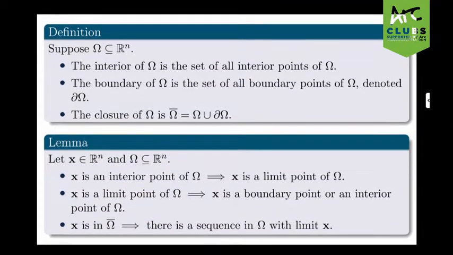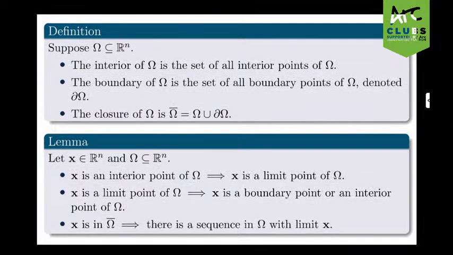So if I have some sort of thing, this is my omega, then the interior is just the set of all interior points. We already defined what an interior point is, so you think of it as all these points except the boundary. But this is all fairly intuitive. The boundary of omega is the set of all boundary points, and we usually use this notation for it.